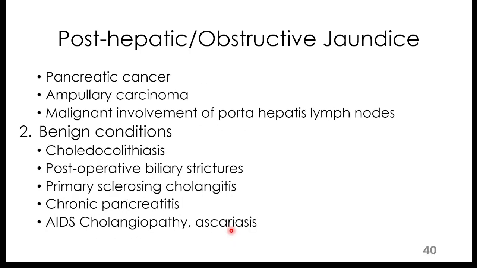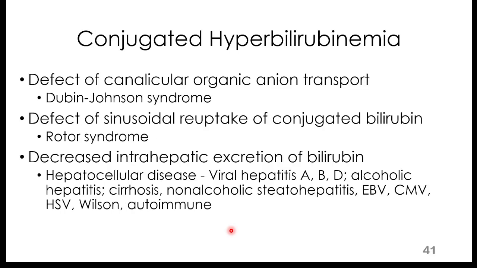Okay. So let's just skip all of this. We don't need to memorize all of this, but this is just a list of possible causes. Now, the other classification system is to classify jaundice based on the type of bilirubin.